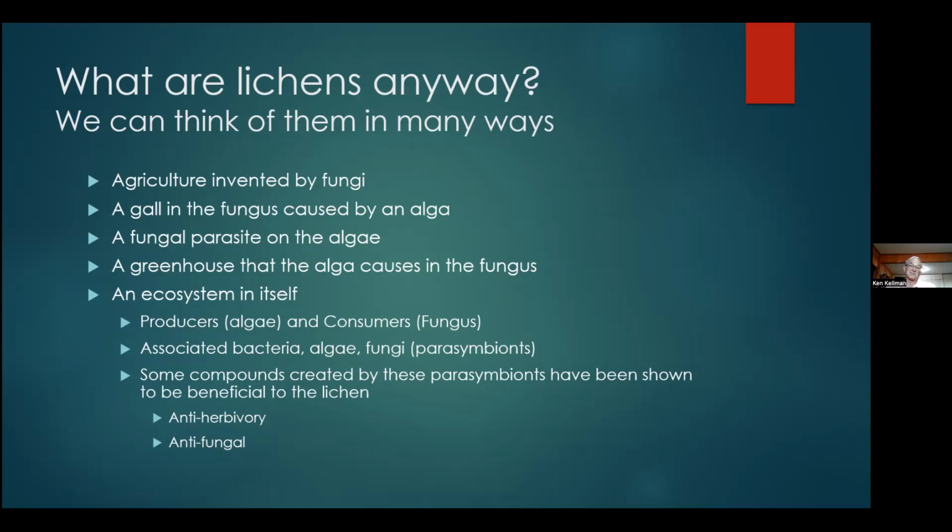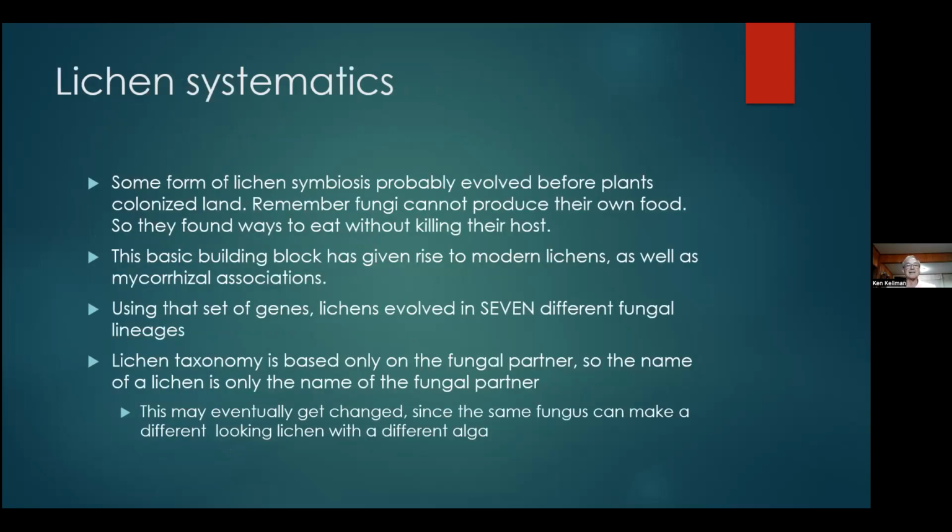And you think they're just having a surface to live on? No. Some compounds created by these parasymbionts have been shown to be beneficial to the lichen, so that they taste bad to things that would eat the lichen, and that prevent other fungi from eating the lichen. They can provide vitamins to the lichen. So these parasymbionts are part of this same community that leads us to say that lichens are an ecosystem in themselves.